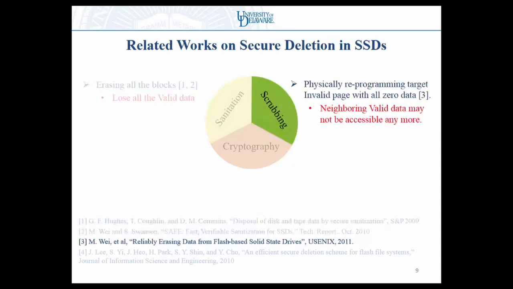The next group is called scrubbing. They target invalid pages, trying to physically reprogram that page because, if you remember, writes change ones to zeros. So they say, why not change the rest of the ones in the page to zero so the page is not accessible. But there is this program disturb effect in SSDs, which means if you do such a thing, the valid neighboring data may not be accessible anymore.